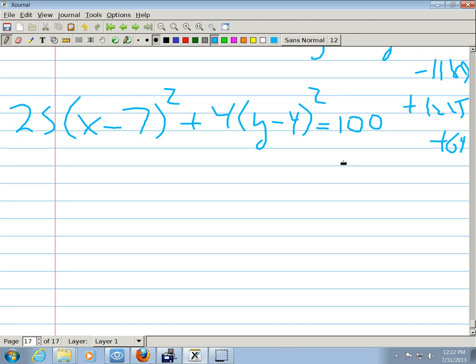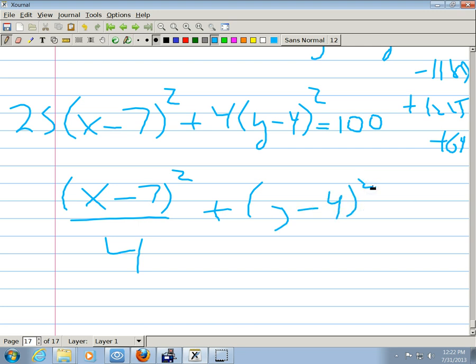Divide everybody by 100. So you get x minus 7 squared over 25 over 100 leaves 4, plus y minus 4 squared times 4 over 100 is a 25th, equals 1. So is it still centered at 7, 4? Right? And is the horizontal, the minor axis 2? And the major axis 5?